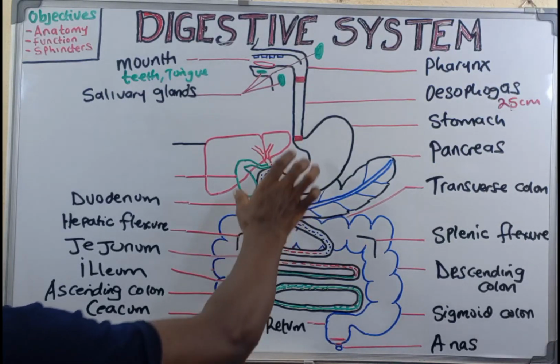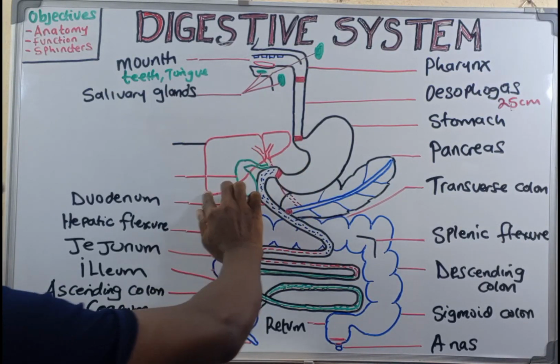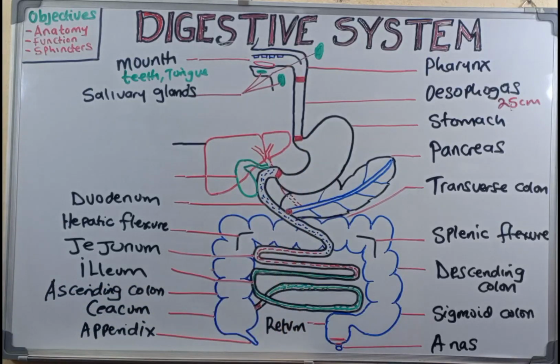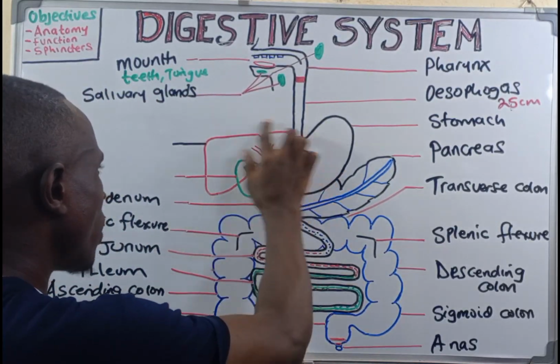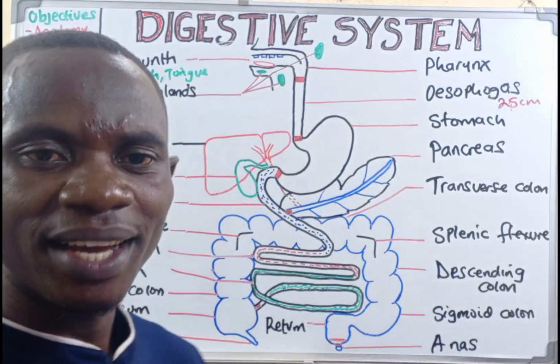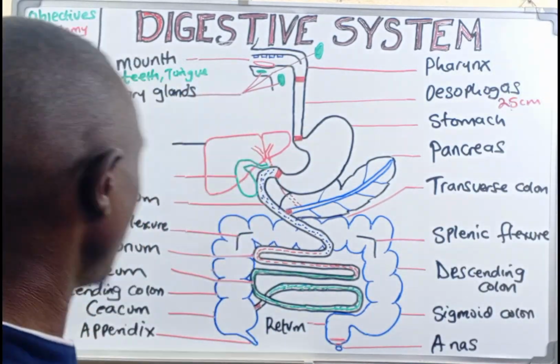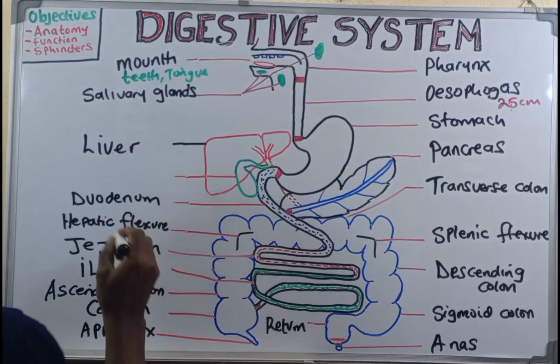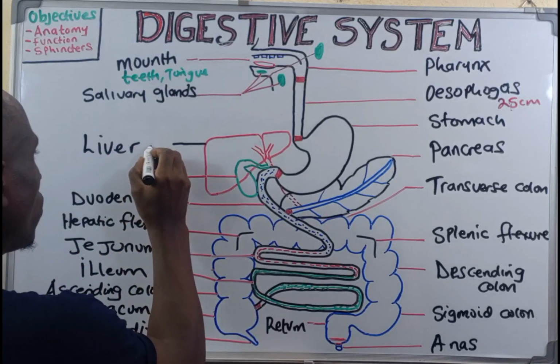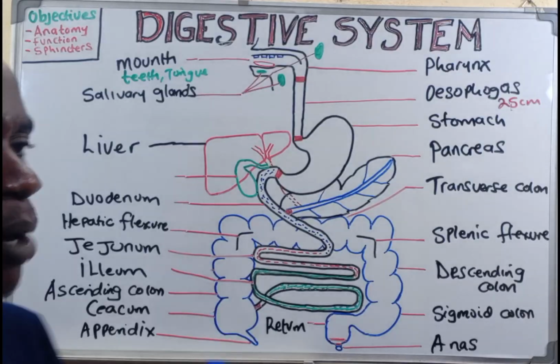Now, again, when we come back up here, we have this structure, which is going to be part of what we call the accessory digestive organs. You know how do we call this structure here? This structure here is what we call the liver. And of course, the liver is going to be very important in the production of bile.